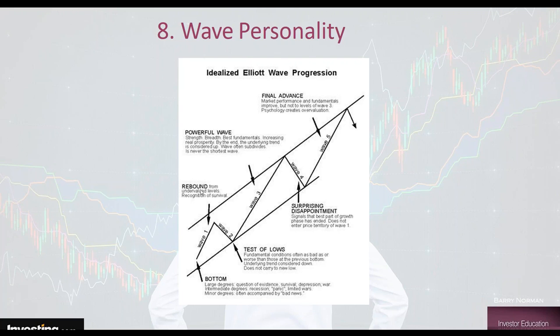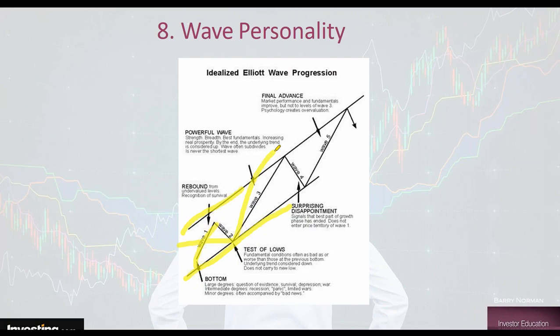Then it's going to rebound from undervalued values, and we call this recognition of survival. It bounces back here, and fundamental conditions are not as bad. 3, 4, 5, and look at how we built the channel around the 1, 2, 3, 4, and 5. So you see the channel being built. You see the waves holding to the rules. Wave 2 did not come below wave 1.